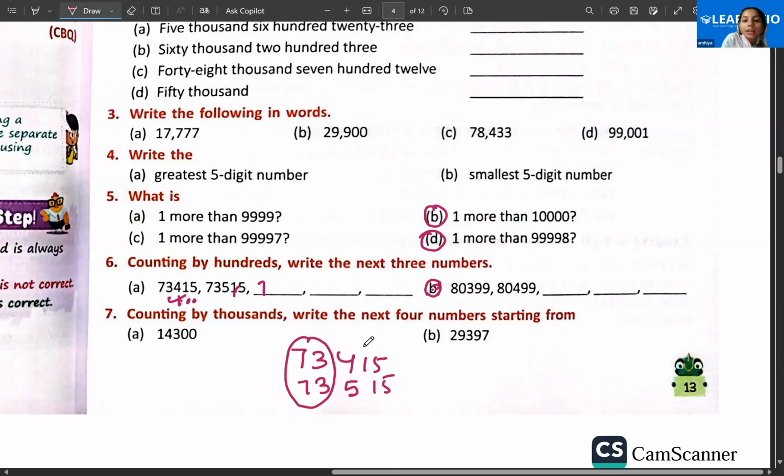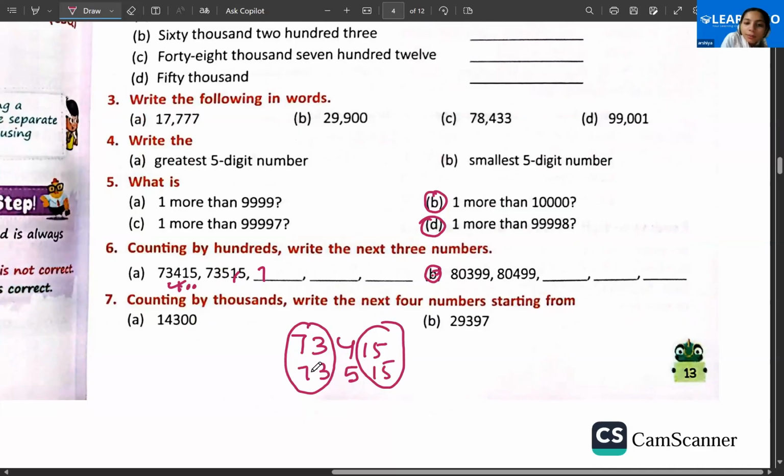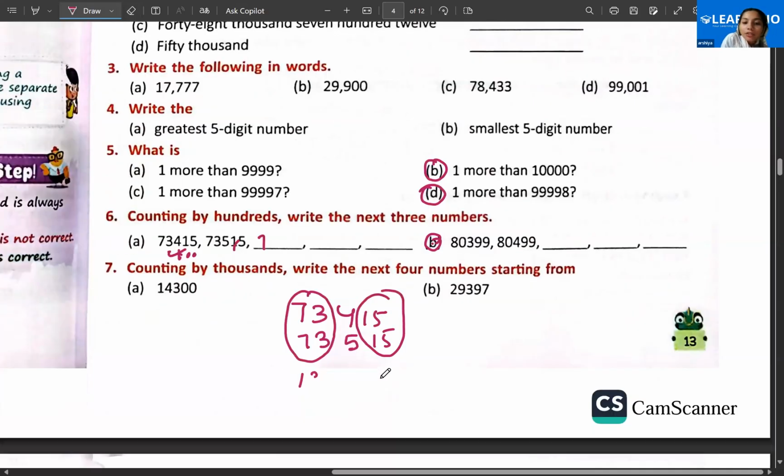They are adding 100. That means you just have to add one to it. Okay. So the next number will be 73 will remain same and 15 will also remain same. What's changing here is from 4 it became 5. Now from 5 it will become 6. So your number here should be 73,615. Okay, got it.